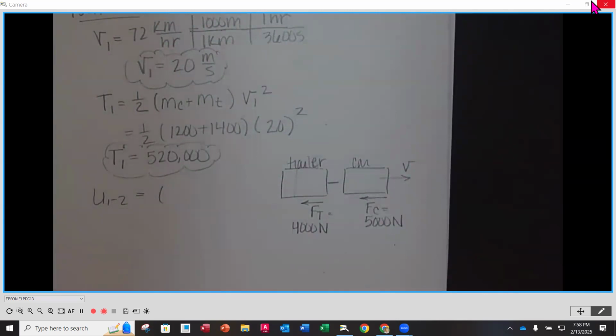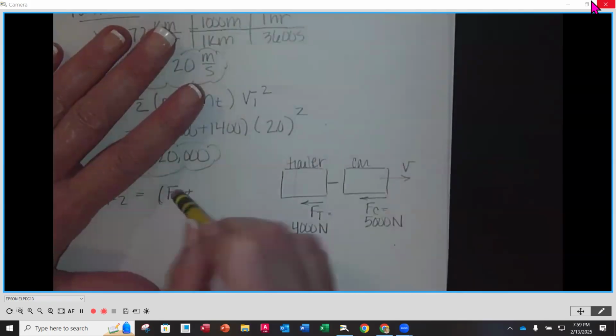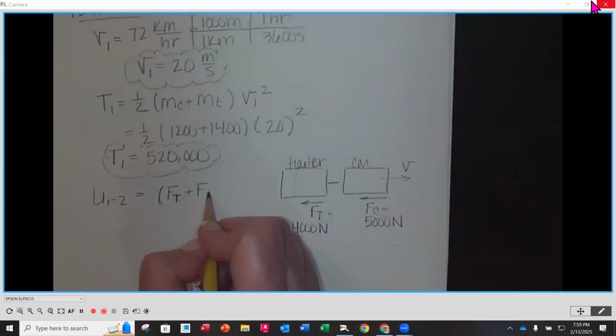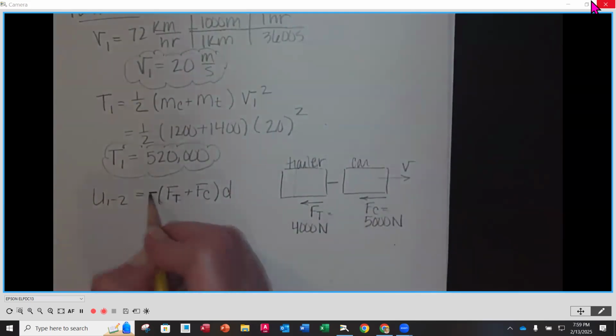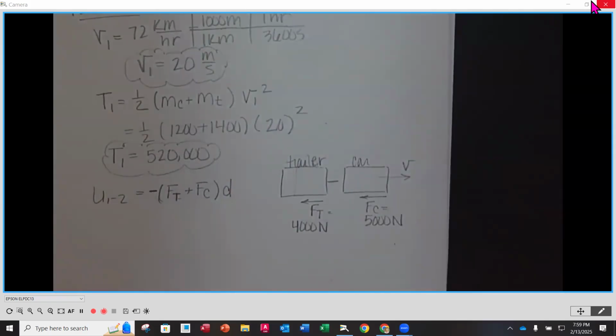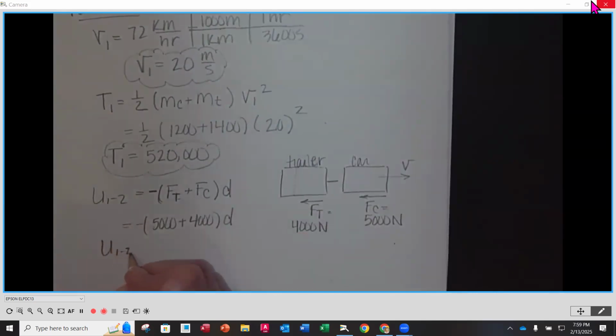It's a friction force, basically. So when we look at the force over the distance, we are going to take that braking force, which is FT on the trailer, plus FC on the car, times the distance. And because they're acting in a negative direction, that's going to be negative. So we're going to say negative 5,000 plus 4,000, times D. So our U 1 to 2 is negative 9,000 times D.